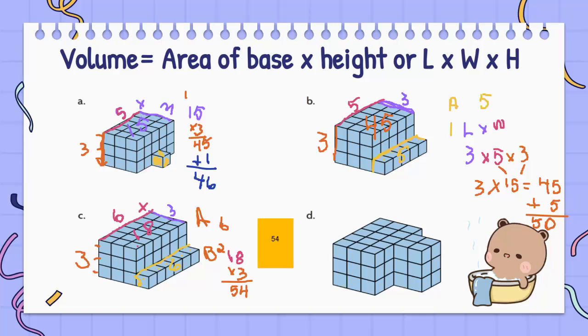54 plus 6. And we know 4 plus 6 equals 10. And we bring our 1 up. And 1 plus 5 equals 6. So the volume of this prism equals 60. So C equals 60.